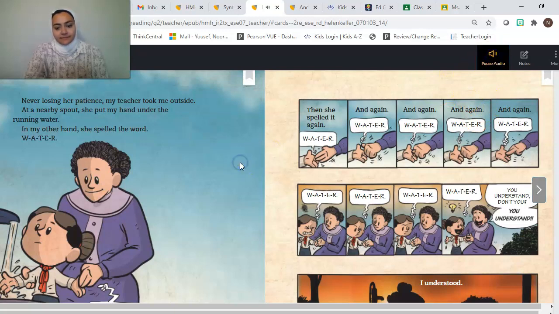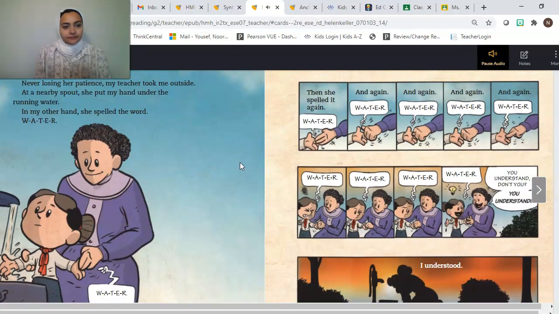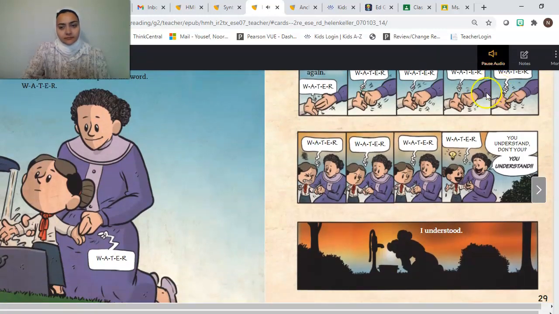Never losing her patience, my teacher took me outside. At a nearby spout, she put my hand under the running water. In my other hand, she spelled the word W-A-T-E-R.